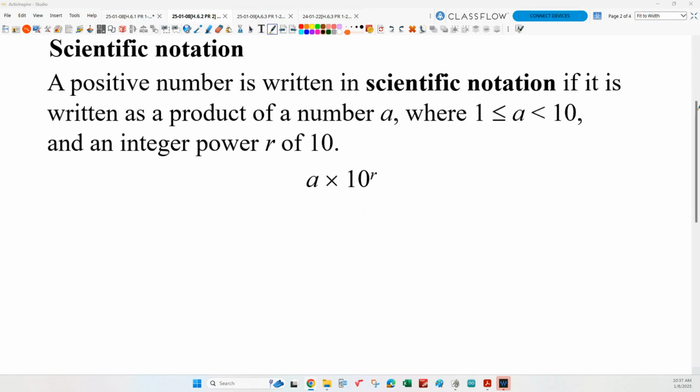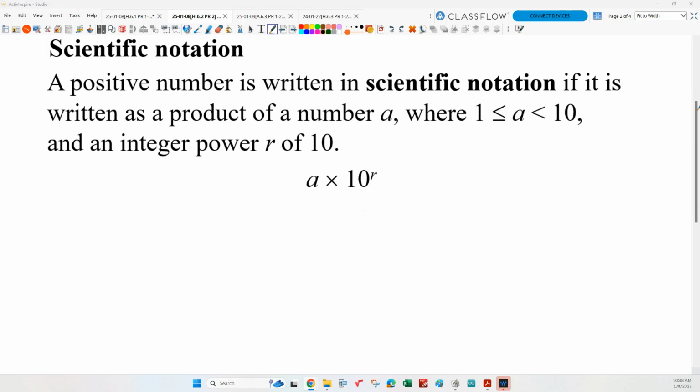So could it be 1? Yes, it could be 1. But could it be 10? No. Right. We can only have one digit before the decimal in this number that goes before the 10, right? And then the exponent just has to be some integer, positive or negative.